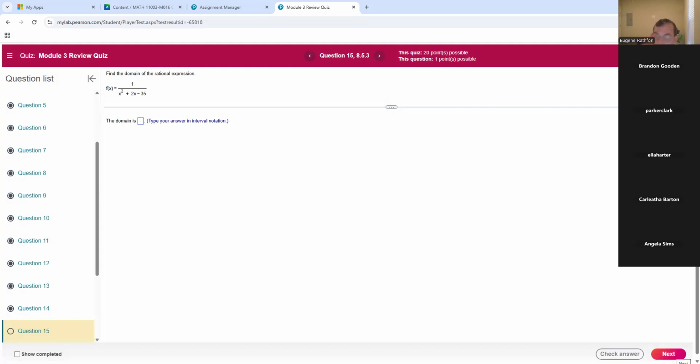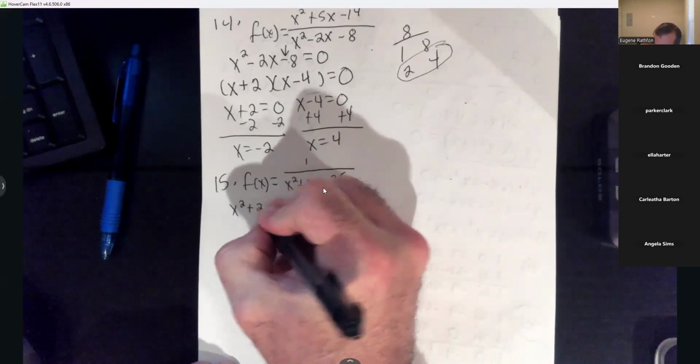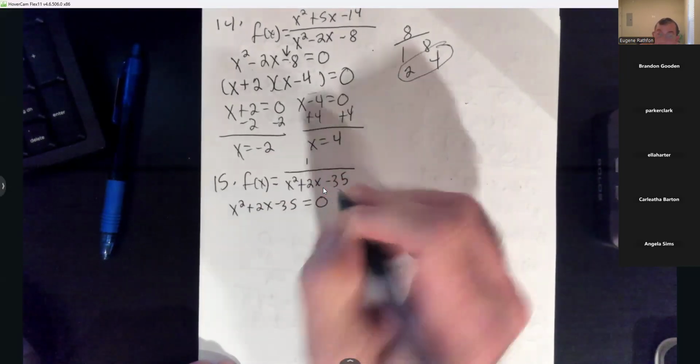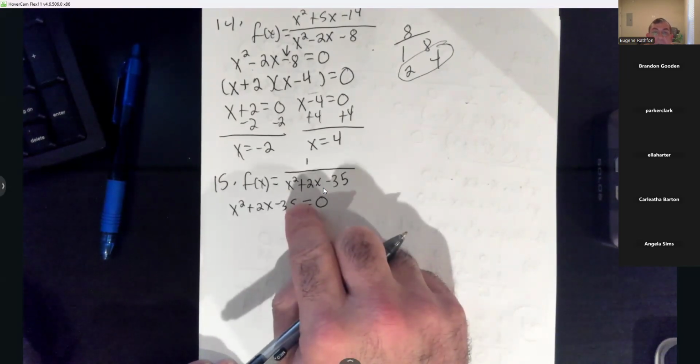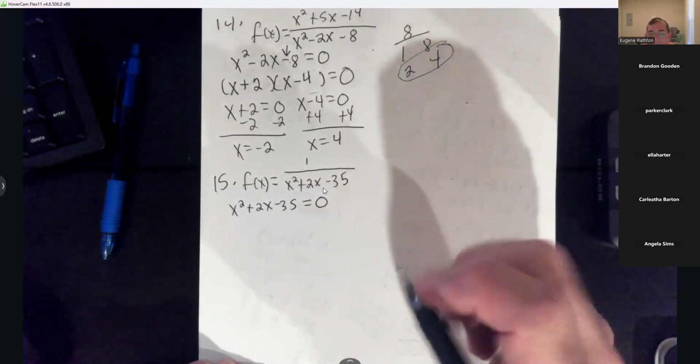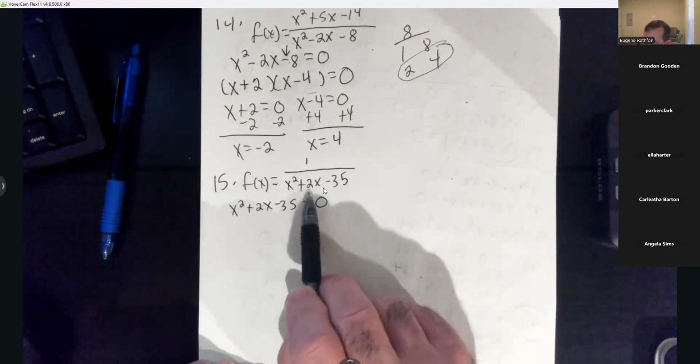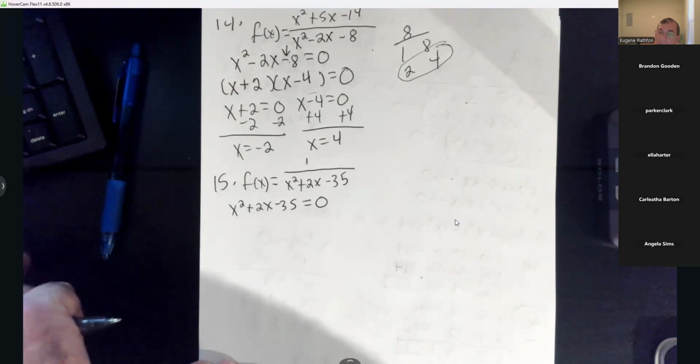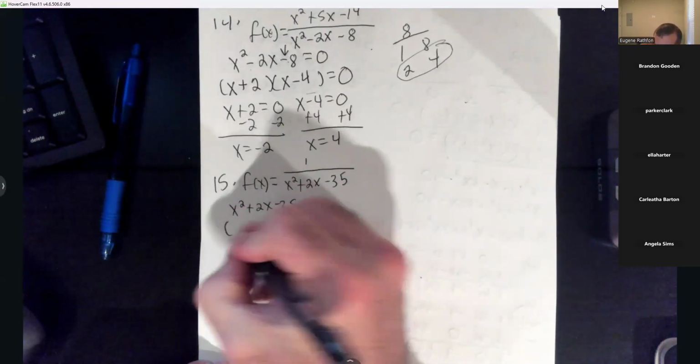Alrighty, domain, and we want it in interval notation, so they're giving us f of x equals 1 over x squared plus 2x minus 35. All right, y'all, so the domain is the same as those vertical asymptotes. We're going to take the bottom of this, set it equal to 0. Now, you can get the two answers by factoring it like I'm about to, or you could use the quadratic formula calculator in week 5 and punch in a 1, 2, and negative 35. It'll give you the same answers that we're about to get factoring this.